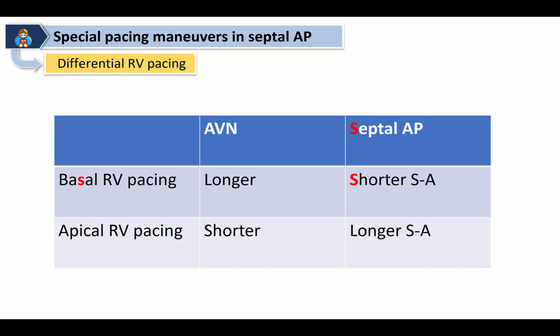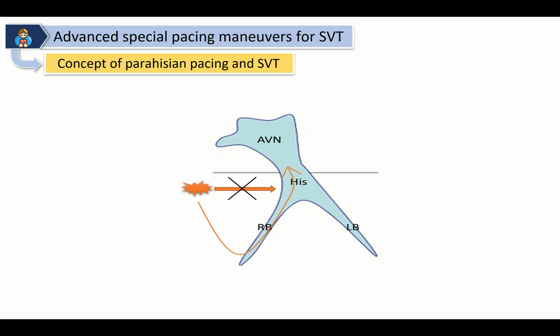Golden rule, you should use differential RV pacing to discriminate septal accessory pathway from AV node. In septal accessory pathway, you will find shorter stem to A interval when you pace from the base of the heart in comparison to apical pacing. However, in AV node and AVNRT, it's a different story. Stem to A is shorter when you pace from the RV catheter apex because you are close to the His-Purkinje system.